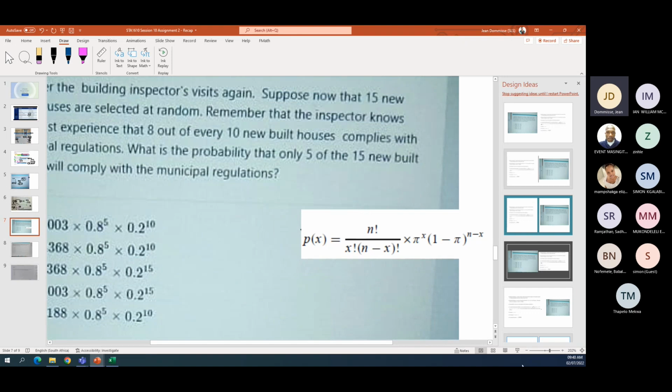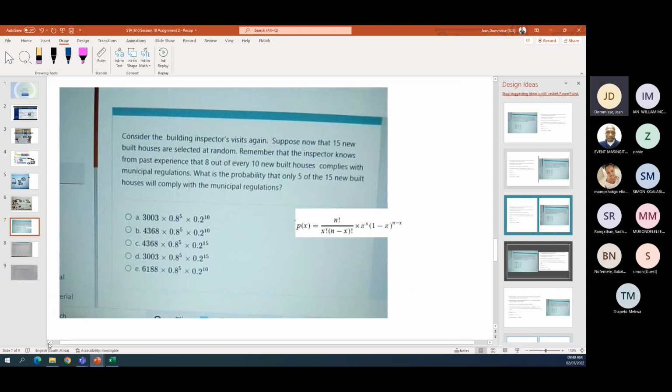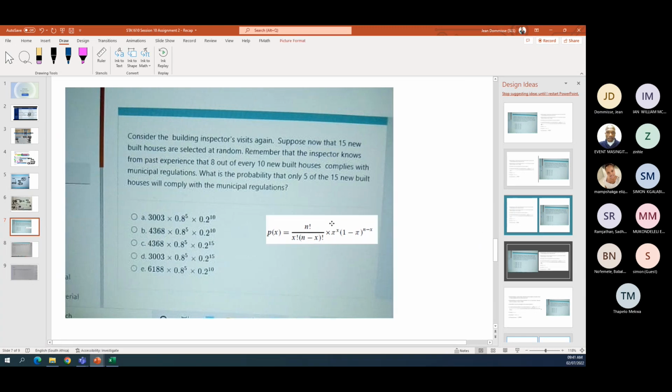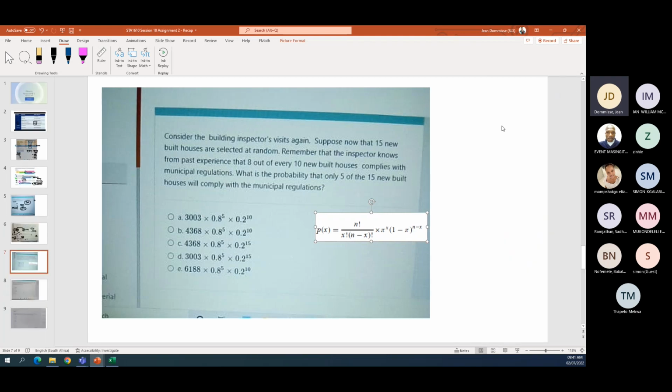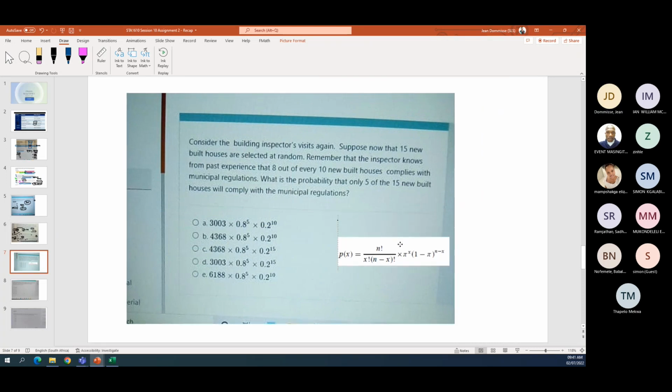Okay, let's just make it a bit smaller. Okay, so basically what we are doing in this one is we are looking at a binomial, and we need to populate this formula.